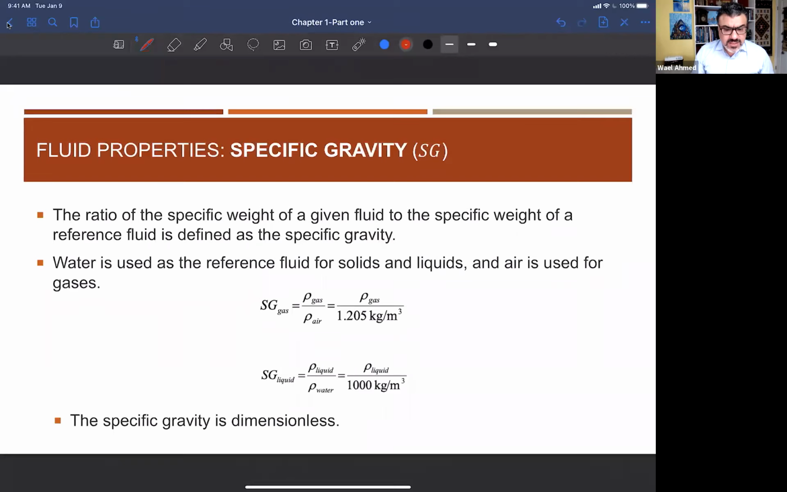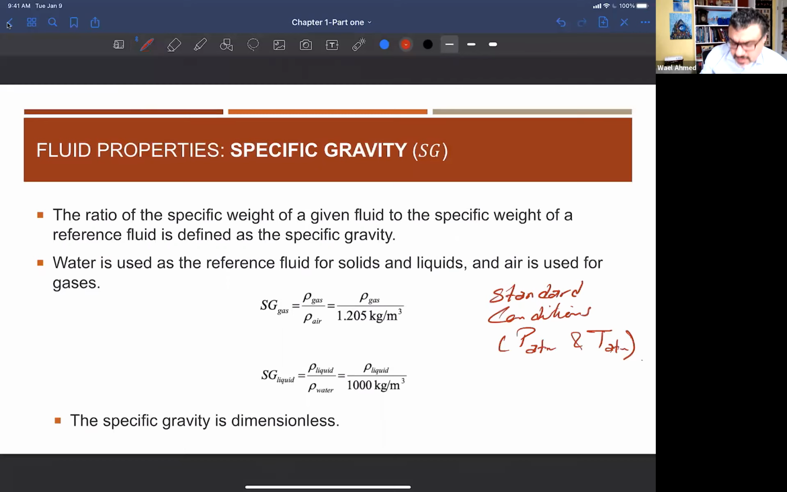Specific gravity for gas is the density of gas divided by the density of air at the standard condition. What do we mean by standard condition here? The condition is a standard atmospheric temperature and pressure, right? So at a certain temperature and pressure, which is our atmospheric pressure and temperature. For liquid, the same thing. So specific gravity for liquid will be the density of any liquid divided by the density of water at 20 degrees.